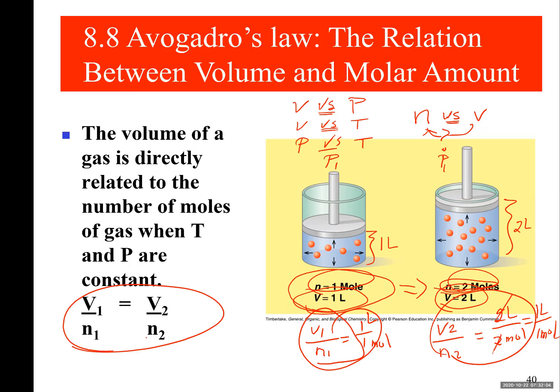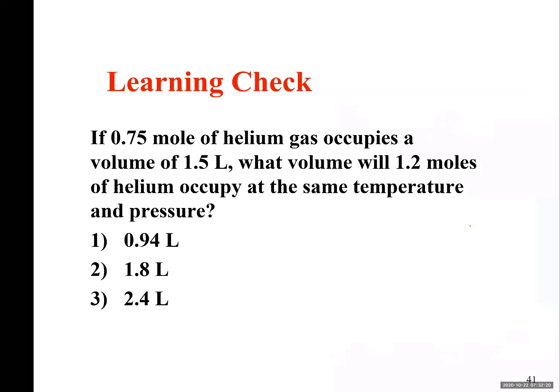So Avogadro concluded that the ratio of volume to N remains the same before the change and after the change. So we doubled number of moles, the volume was doubled. So let's see if I can apply this rule, where the ratio of volume over number of moles remains constant. This is when we keep the pressure constant. We don't change the pressure.